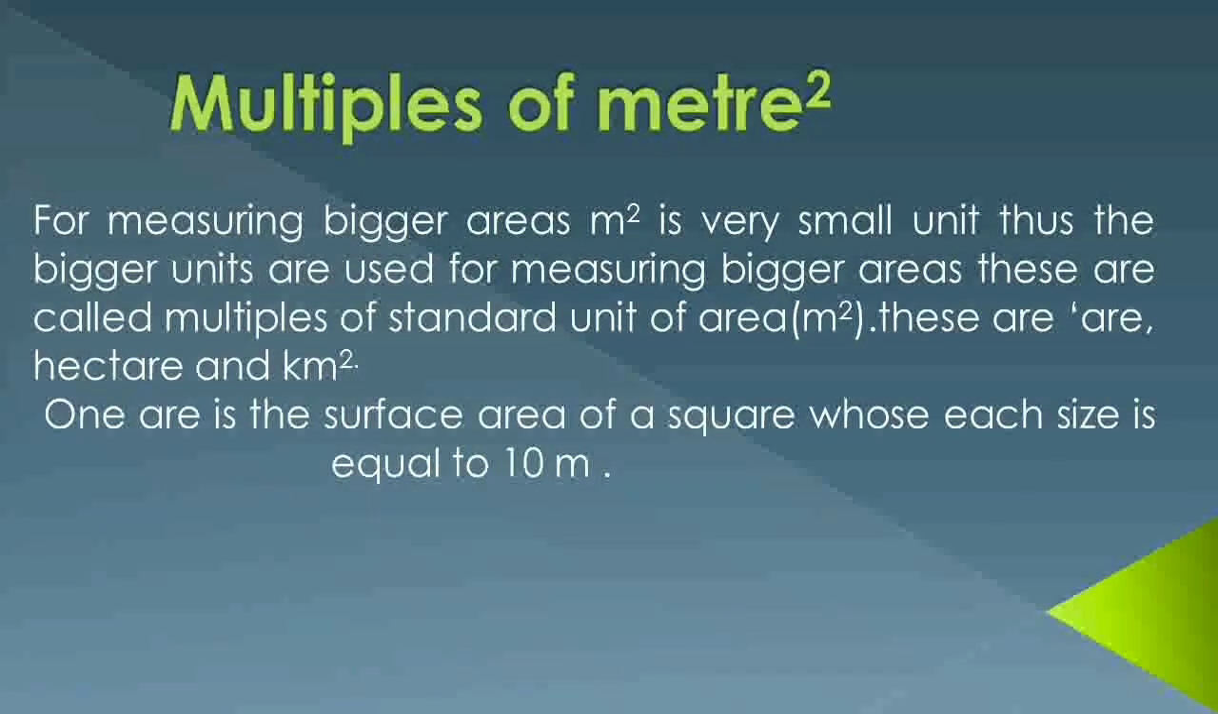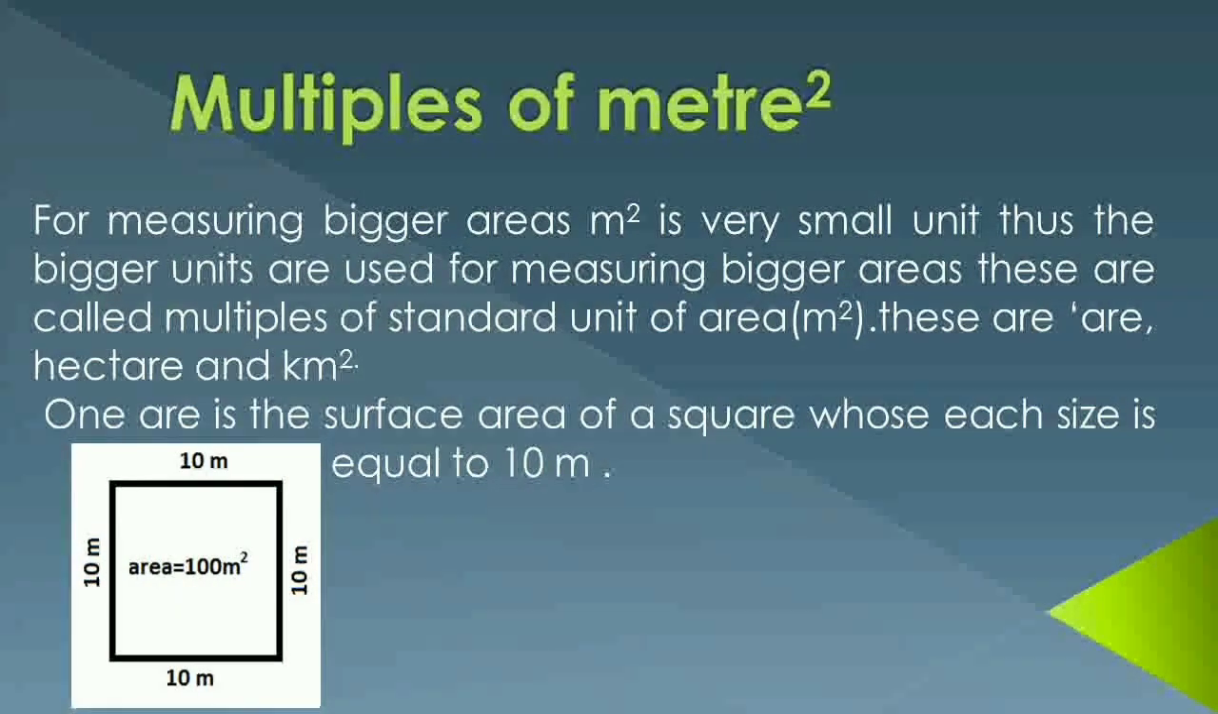Kilometer and hectare, you all have heard about before, but air is something new for you. So what exactly is air? 1 air is the surface area of a square whose each side is equal to 10 meter. As we saw when we were talking about meter square, it is the surface area of that particular square whose each side is equal to 1 meter. In the same way, we can define 1 air as the surface area of that particular square whose each side is equal to 10 meter. You can see in this diagram, one square is given here whose each side is equal to 10 meter.